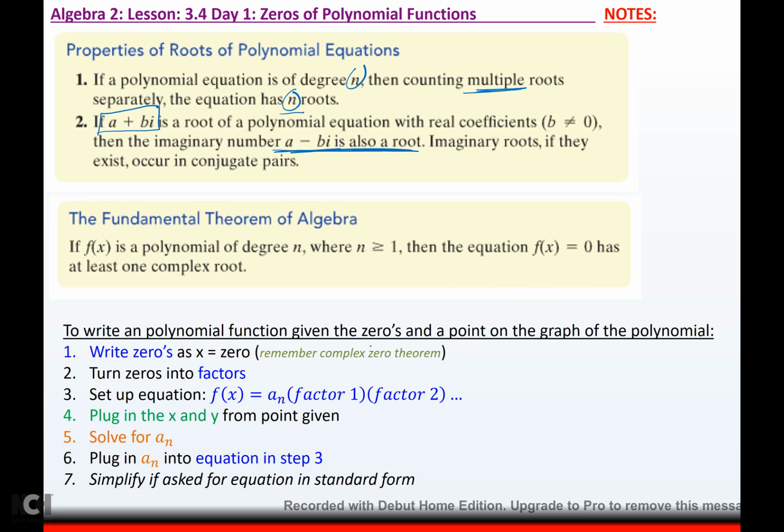So like I said, we're going to be going backwards. They're going to give you the zeros. You're going to write them as x equals whatever they gave you. And you're going to turn them back into factors. Then you're going to set up your equation. Your equation is of some leading coefficient times all your factors. They're going to give you another point so that you can figure out the leading coefficient. So you're going to plug that in for x and y. You're going to put the y here, and all the x's in the factors are going to change. And then you're going to solve for a sub n. Then you plug a sub n in and simplify if you're asked.